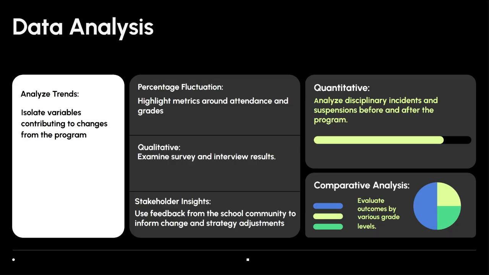Data analysis will happen in 6 ways. Quantitative data analysis will analyze disciplinary incidents and suspensions before and after the program. Qualitative analysis will examine survey and interview results from teachers, staff members, and other stakeholders in the community. Comparative analysis will evaluate outcomes by various grade levels. Percentage fluctuation will look at the metrics around attendance and grades.